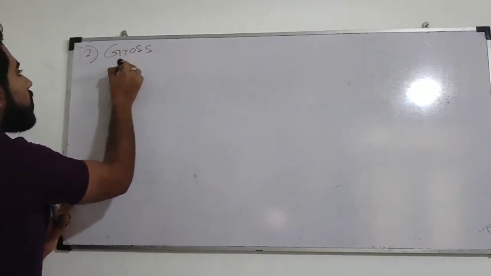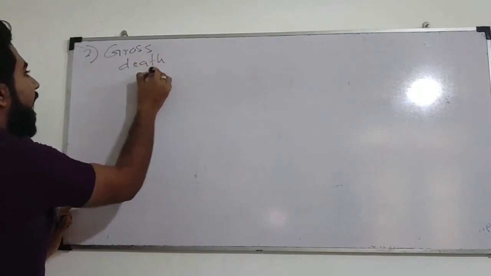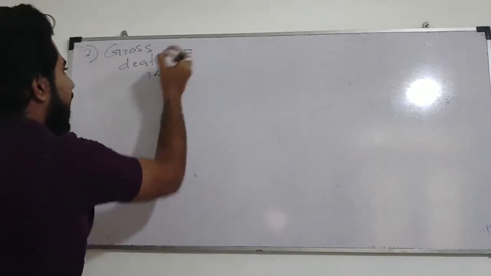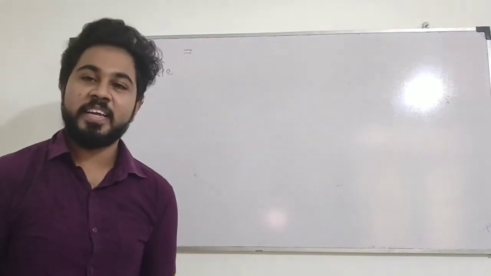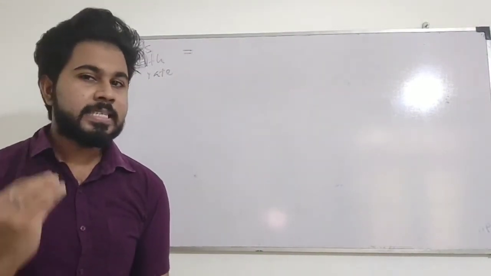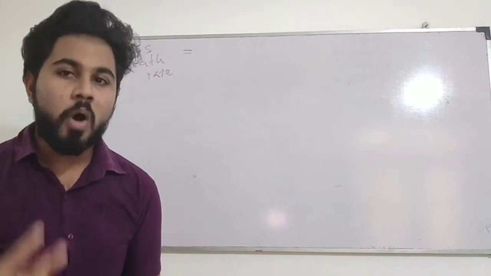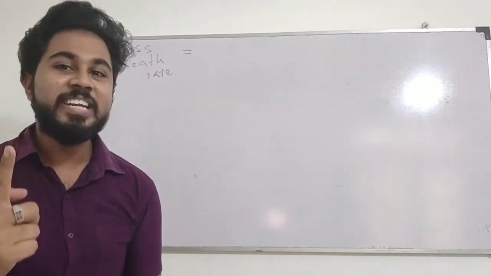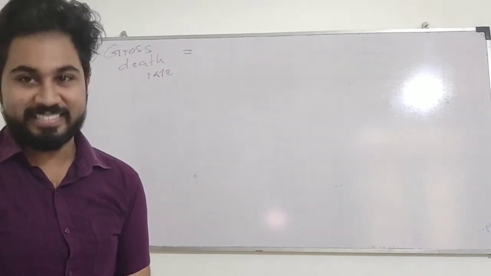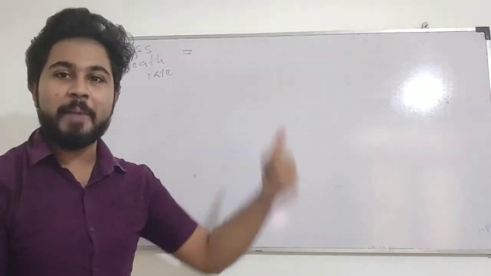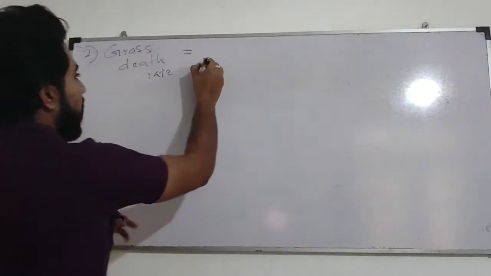Anyhow, the concept related to this is the second one, gross death rate. How to calculate the gross death rate? Use the same rhythm that you have already followed when constructing the equation of the previous one, gross birth rate. Use the same rhythm and apply it here. Right. So what is the equation?